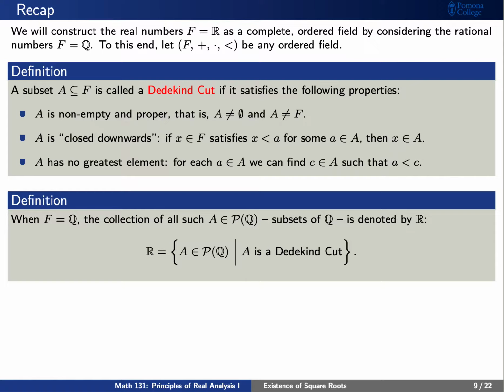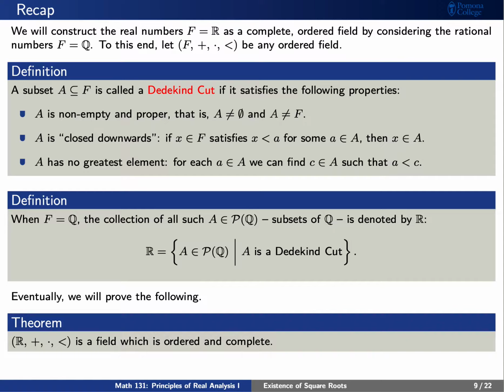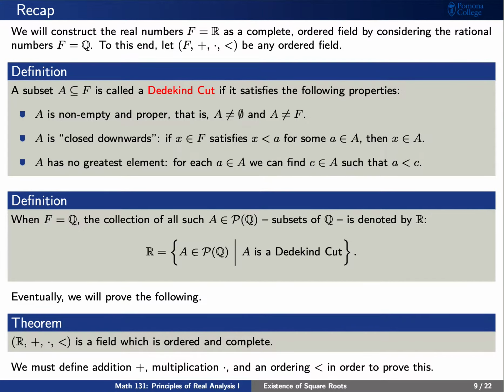The collection of all such Dedekind cuts we'll call the collection of real numbers. That is, we're going to identify a Dedekind cut as, simply put, a real number. Eventually, we're going to prove that the collection of real numbers forms a field that is ordered and complete. The hard part will be defining addition, multiplication, and an ordering.